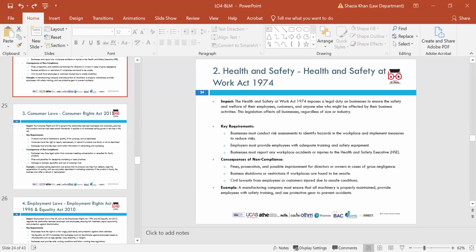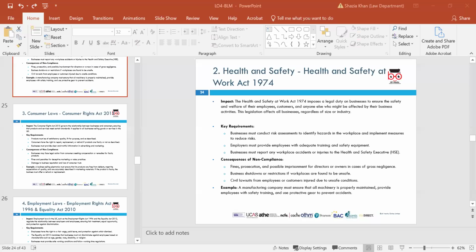Businesses must conduct risk assessments, identify hazards in the workplace, and implement measures to reduce them. Employers must provide employees with adequate training and safety equipment. Also, businesses must report any workplace accidents. And the law that deals with it is the Health and Safety at Work Act 1974.